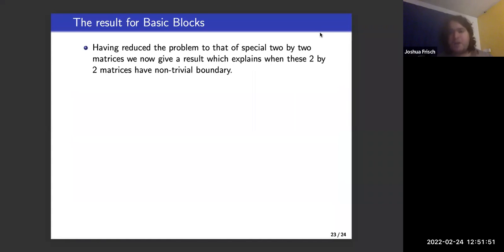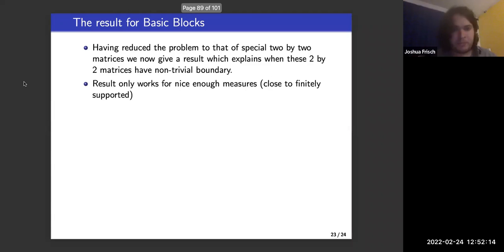All right, so now we've reduced everything to the case of 2x2 matrices. And actually even better, we've reduced it to these basic blocks, which are very simple groups of 2x2 matrices. They still can have fairly complicated behavior, but they're at least of a very special form, right? And I should say the results here are only going to work for nice enough measures, which means they have to be close to finitely supported. Again, finite second moment will generally do here, and they have to be symmetric.